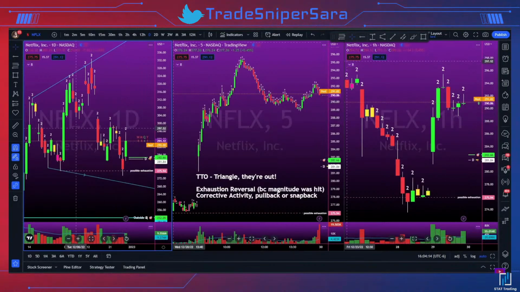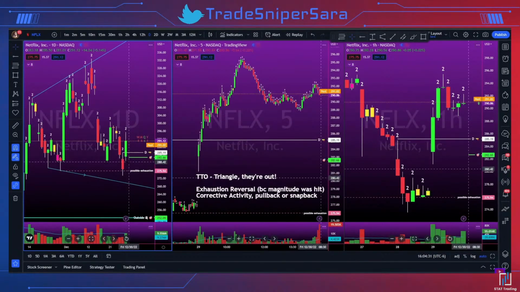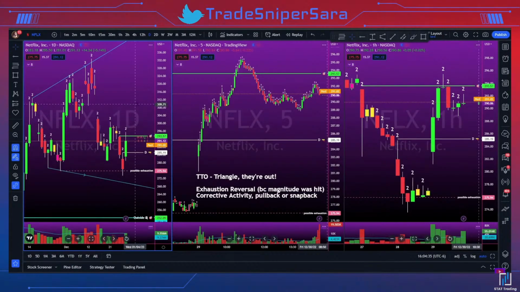If we look at Netflix on the daily chart, we have a perfect storm for a reversal to the upside because we just hit downside magnitude. So we know that puts us at potential exhaustion risk. And simple strat, we mark our daily entry and our daily target. As you can see, this trade played out.